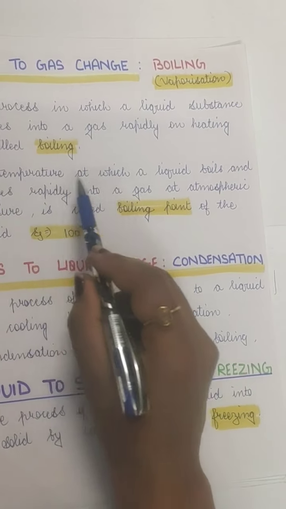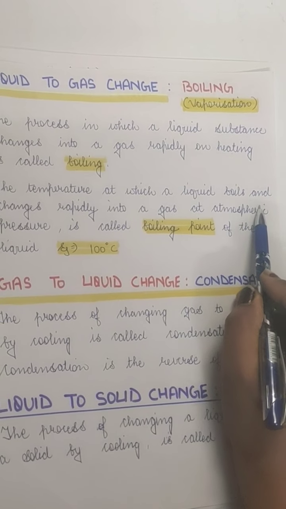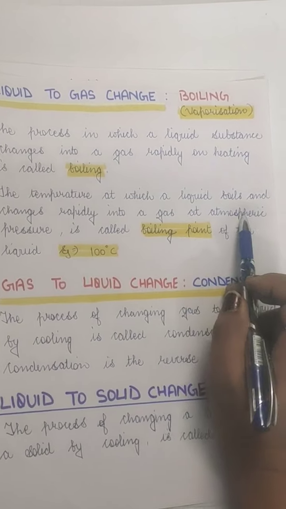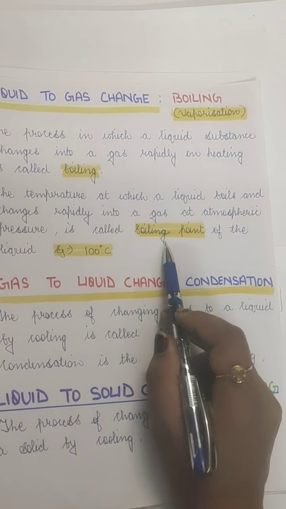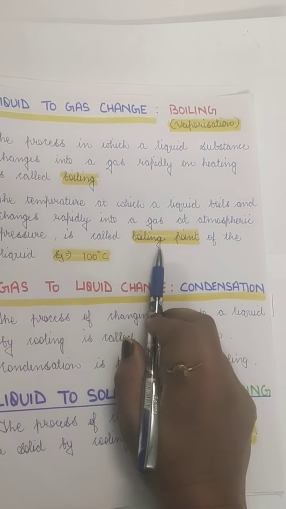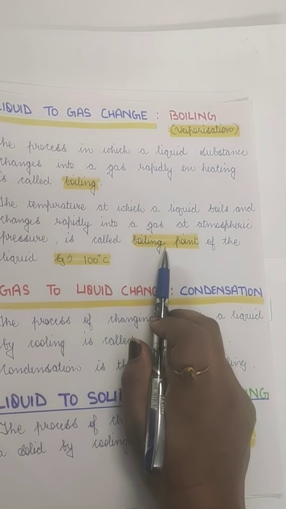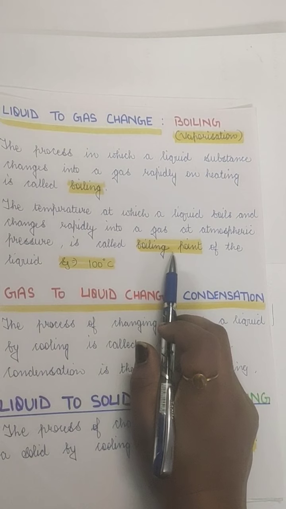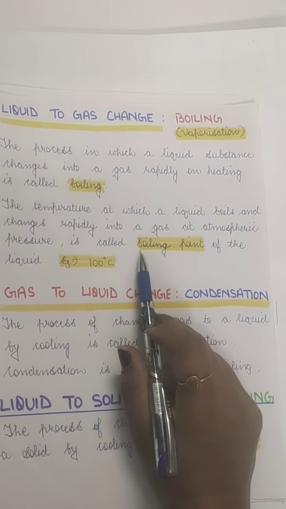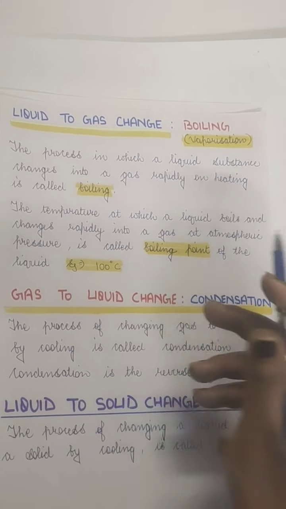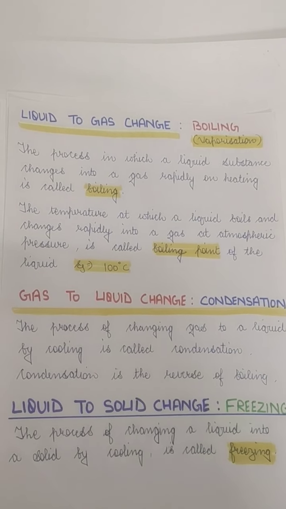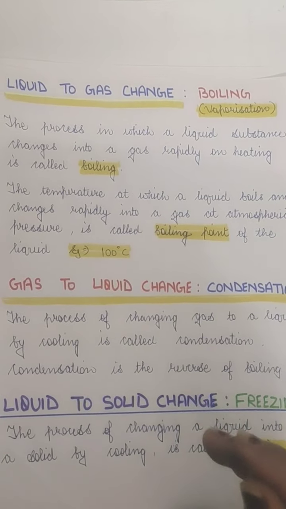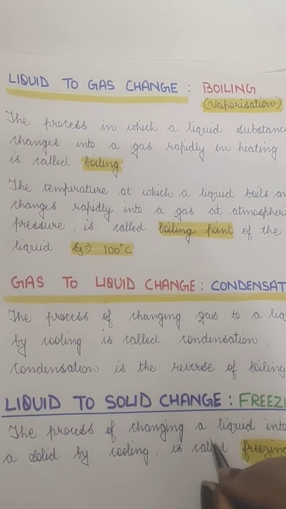The temperature at which a liquid boils or changes rapidly into a gas at atmospheric pressure is called the boiling point. When any liquid starts boiling, or converts into a gaseous state, at the minimum temperature at which the liquid starts to behave as gas, that is called the boiling point.